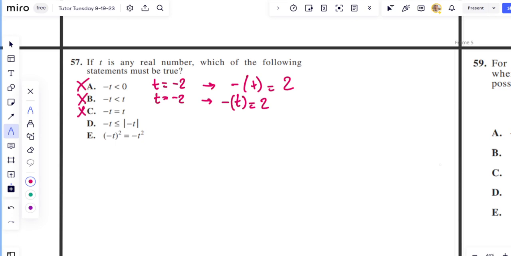E. Negative t, whole thing squared, is equal to negative t squared. That's false because this will turn into negative 1 squared times t squared, which will turn positive. So it becomes t squared, which does not equal the right-hand side of negative t squared. So of course the only true one is going to be answer choice D. And that's because the absolute value turns everything positive. I actually just wrote my newsletter on this a couple days ago about absolute value equations.